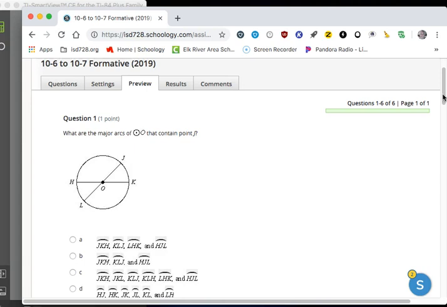In this first one, we're looking at major arcs. Remember, minor arcs have 2 letters, major arcs have 3. Minor arcs are less than 180, major arcs are more than 180. So I'm looking for a major arc that contains the point J.